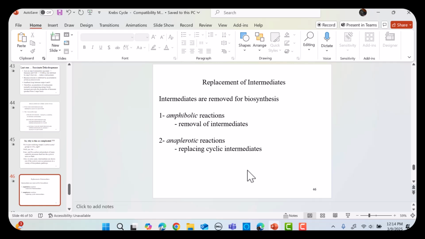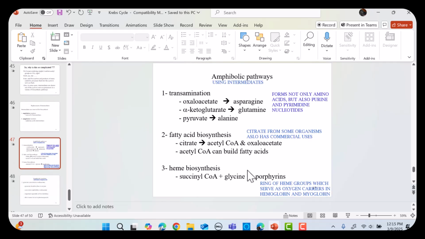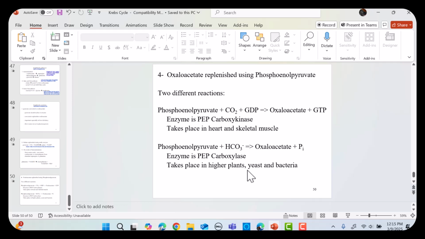Okay, there's a couple definitions. I wouldn't get too hung up on them, but we said we have molecules coming in from other processes. Those are anaplerotic reactions, replacing an intermediate, anaplerotic, or some of our intermediates can leave in amphibolic reactions. Some examples, we're going to do all these. And that's it for the Krebs cycle. Well, kind of. Let's do one more thing. That's it for the PowerPoint.